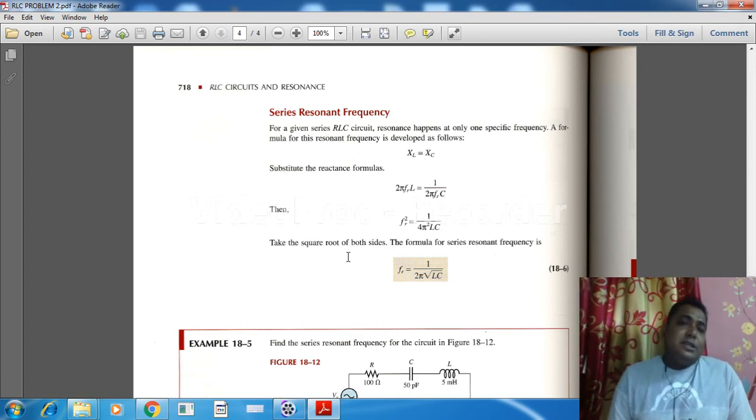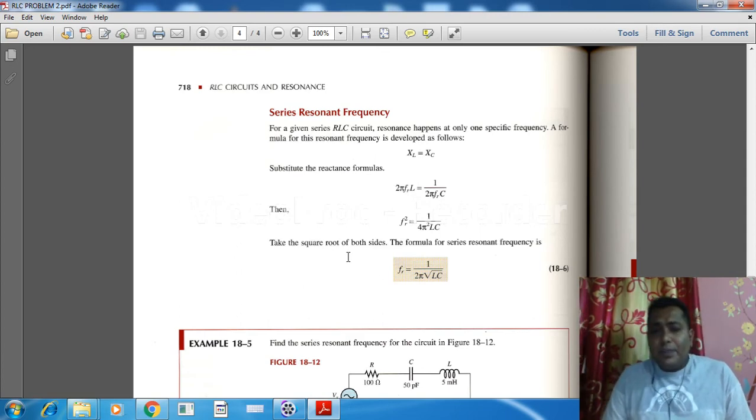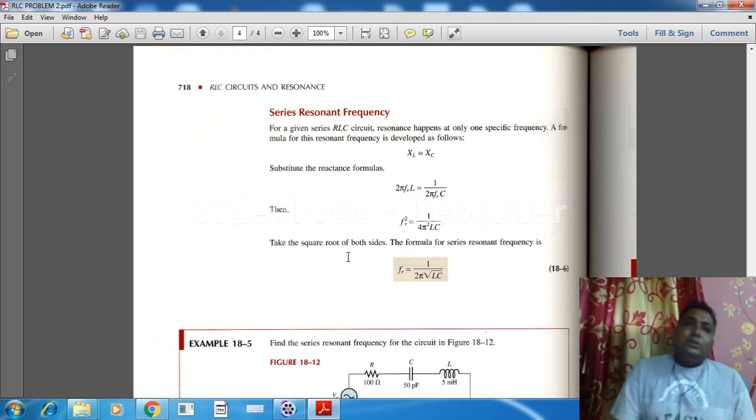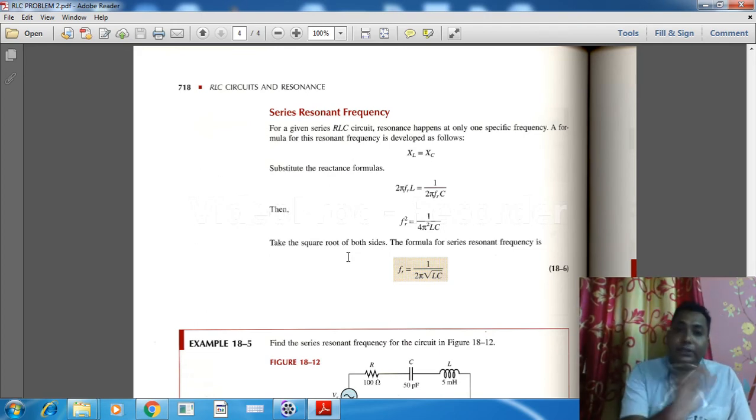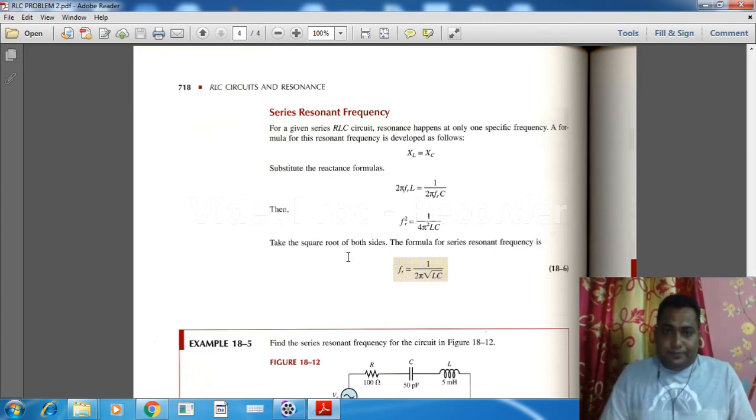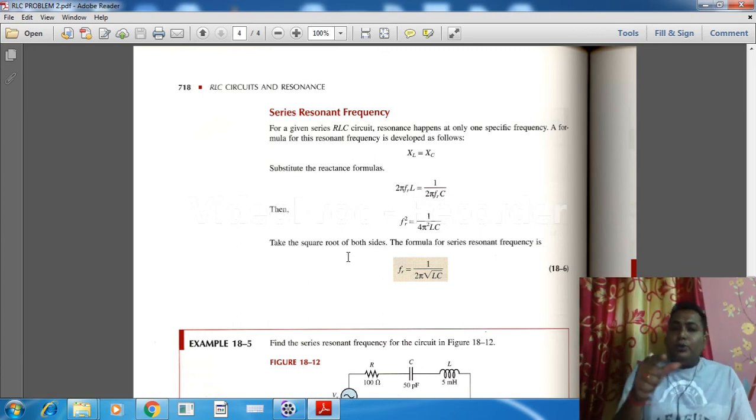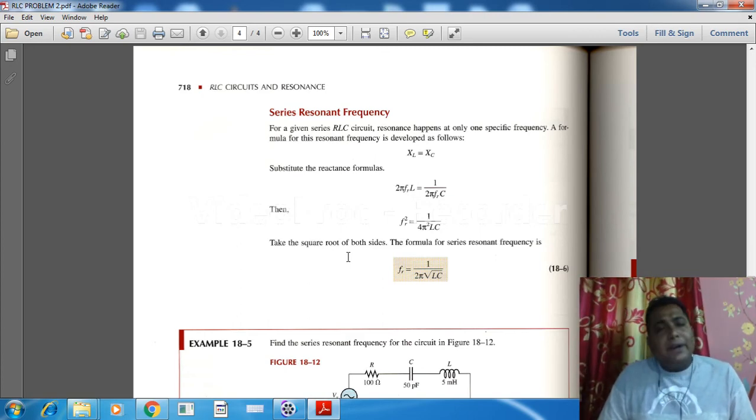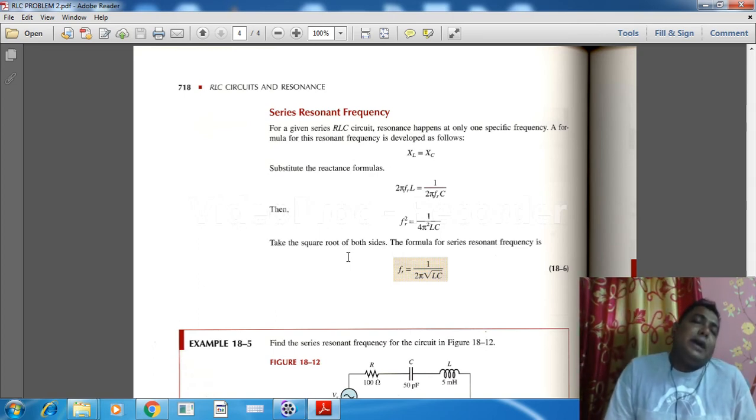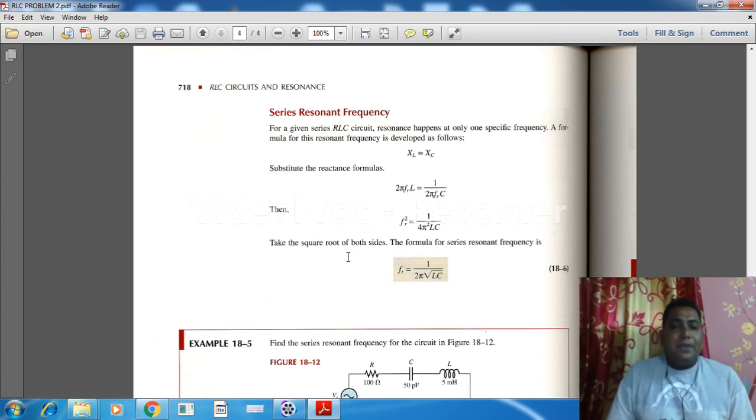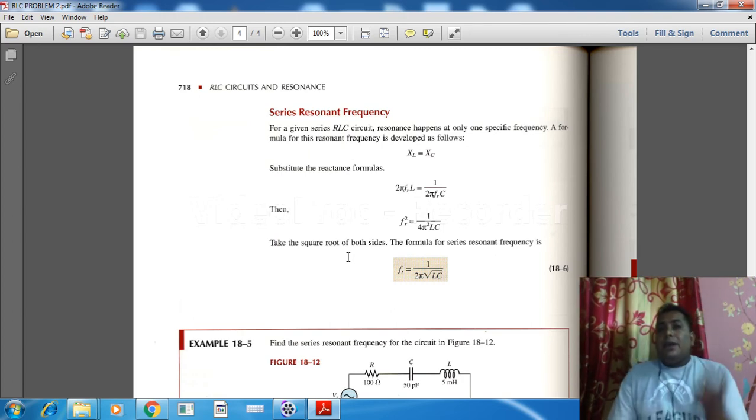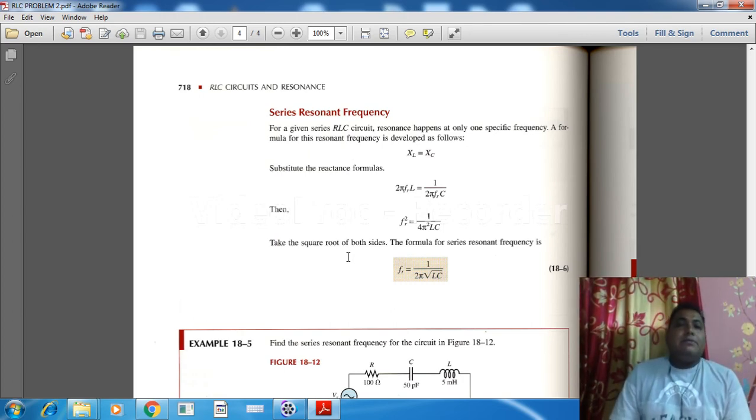Why? Because using that formula you can solve different problems. Say in a particular problem, it is told that there is an RLC circuit. R value is this one, L value is this one, and C value is this one. Find out at which frequency resonance will occur. So what are we going to do? We know the formula. What is the FR formula? FR is 1 by 2 pi root LC. In that formula, we will place the L value and C value, and whatever result we get is the particular frequency at which resonance will occur for that circuit.